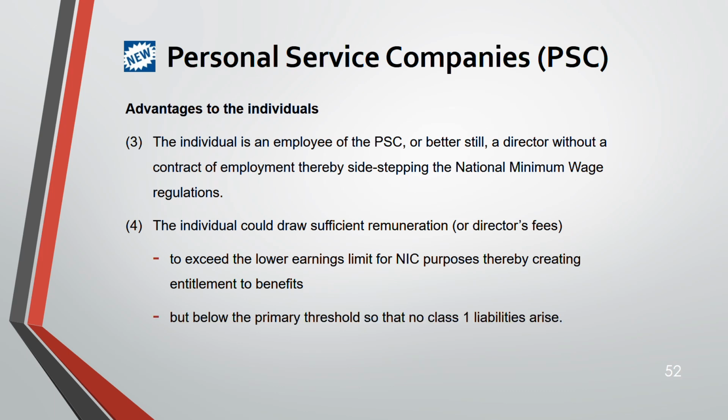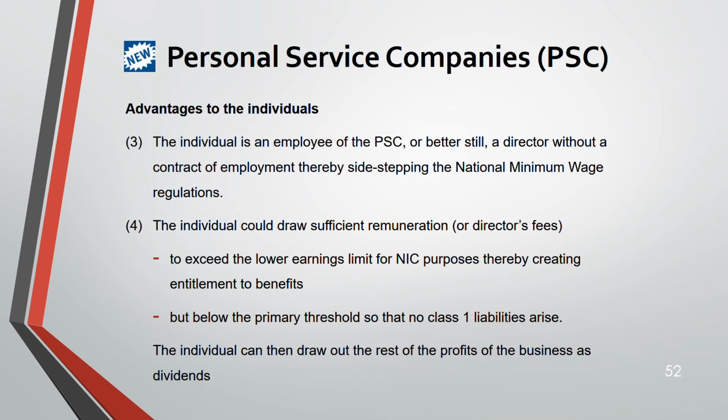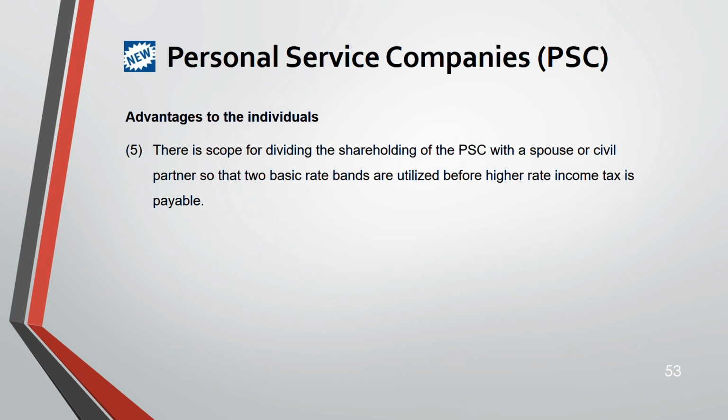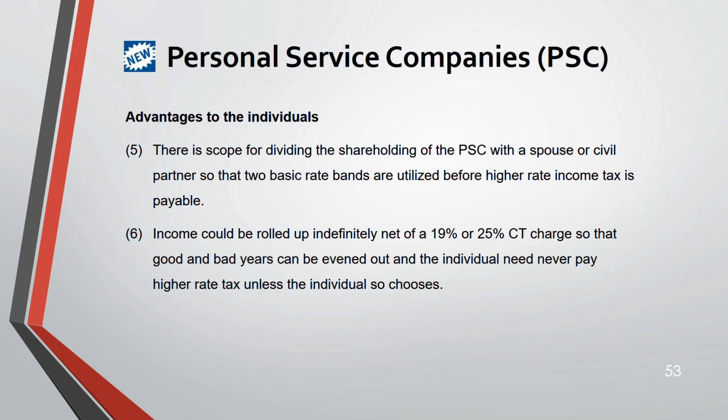Next, but below the primary threshold so that no class 1 NIC liability arises. The individual can draw out the rest of the profit of the business as dividend. Next advantage, there is scope for dividing the shareholding of the PSC with a spouse. You can divide it, so the two basic rate band could be utilized before high rate income tax is charged.